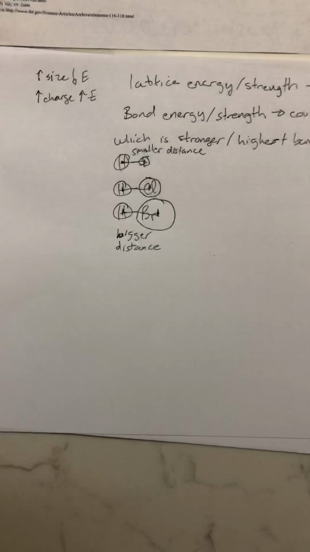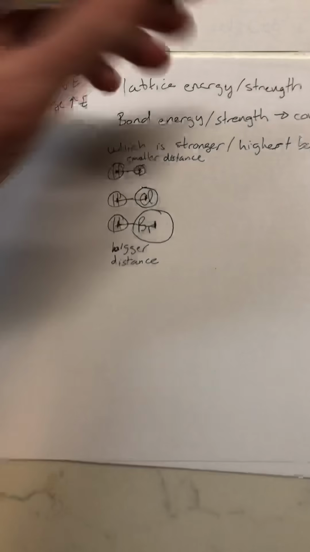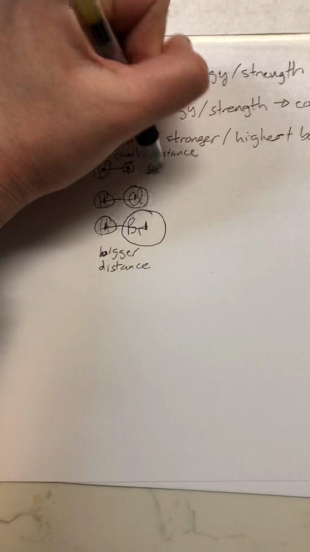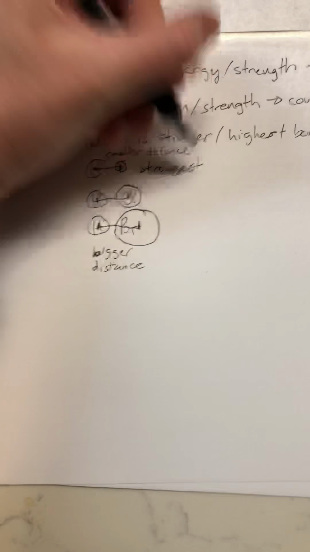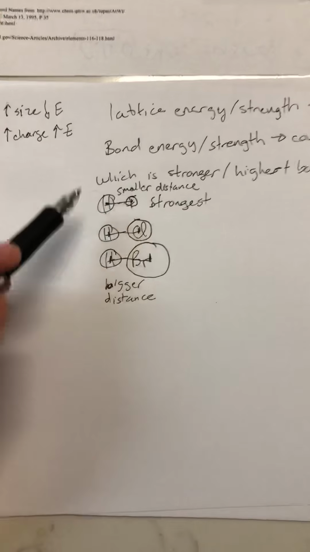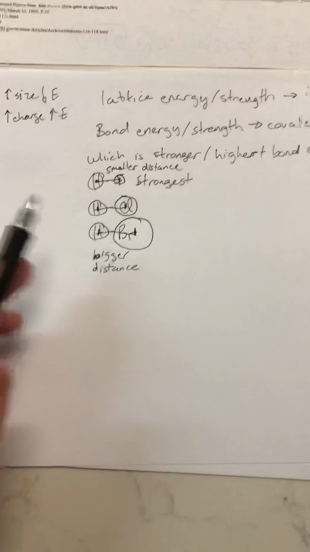Which one's more difficult to pull apart? Well, obviously the linked arms. Therefore, these ones would be the strongest. So this bond right here, an HF bond, is stronger than an HBr bond.